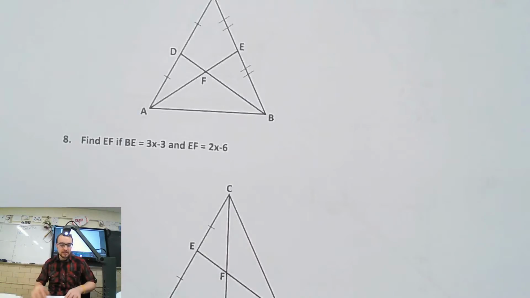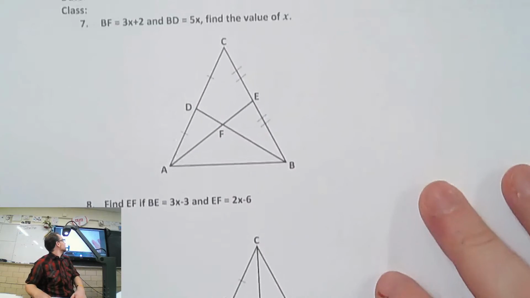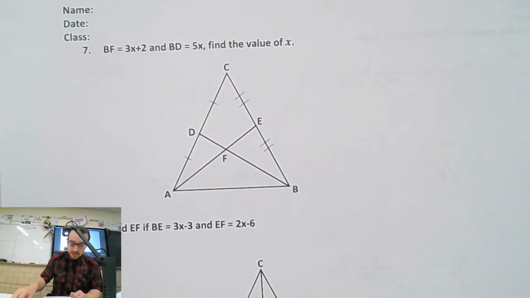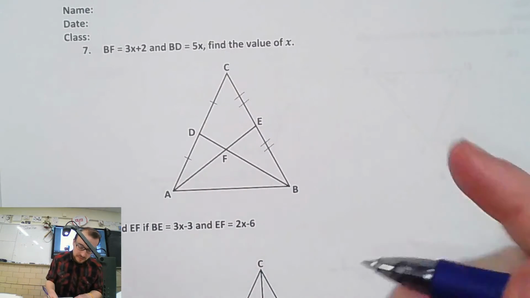Let's look at 7. BF. It's 36, 3x plus 2. Here's BF.